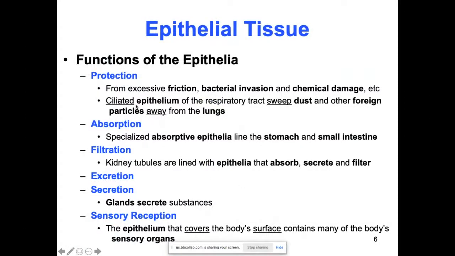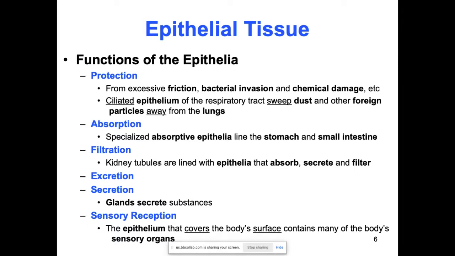So we understand how important cilia are for sweeping dust and foreign particles, but I also showed you another important purpose of cilia besides the trachea, with the fallopian tubes or the uterine tubes. It's important for absorption. The stomach and small intestine have epithelium, and epithelium is very, very important to absorb nutrients. It's important for filtration. When I think of filtration, I'm thinking the kidneys. The kidneys are involved with filtration.